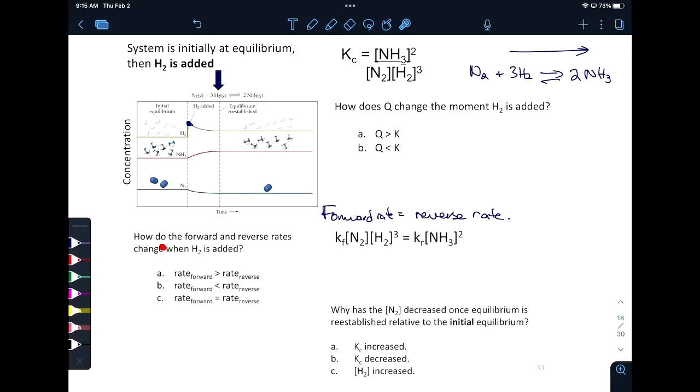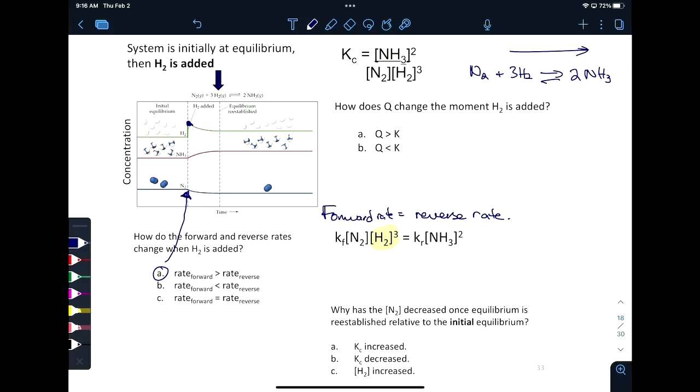So I think I already asked this. How do the forward and reverse rates change when hydrogen gas is added? Again, if we look back at the basis of what chemical equilibrium is, we're only adding hydrogen gas to this system. So just the forward rate at that instant is greater than the reverse rate, just at this point in time, until we reestablish equilibrium again.